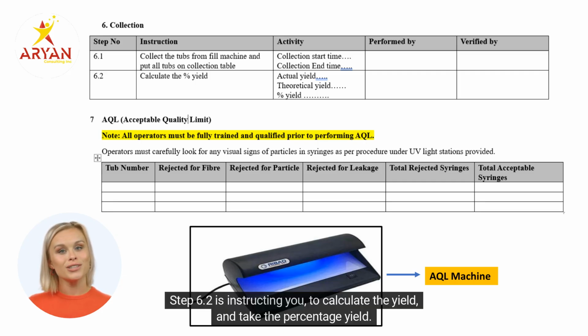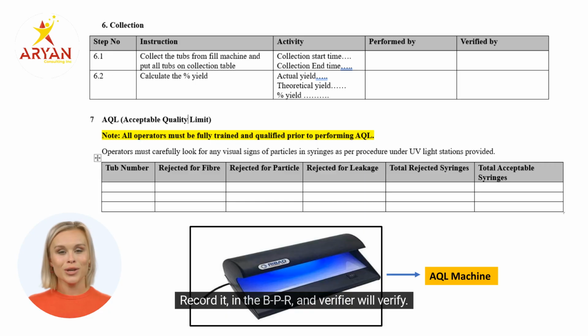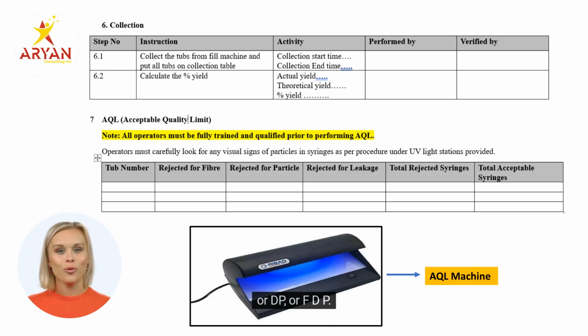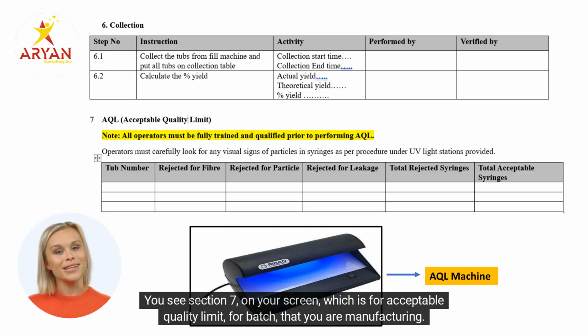Step 6.2 is instructing you to calculate the yield and take the percentage yield. Record it in the BPR and the verifier will verify. This is the same process of calculating the yield on all batch records, no matter if they are for DS or DP or FTP. You see Section 7 on your screen, which is for the acceptable quality limit for the batch that you are manufacturing.